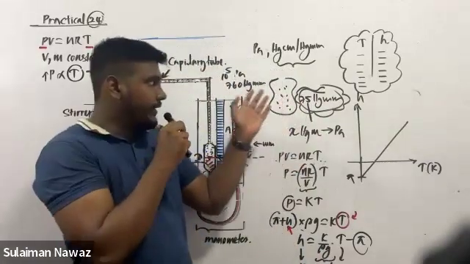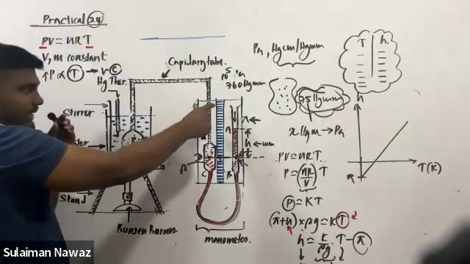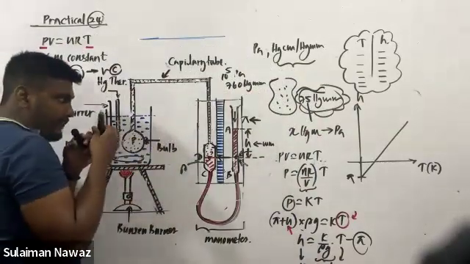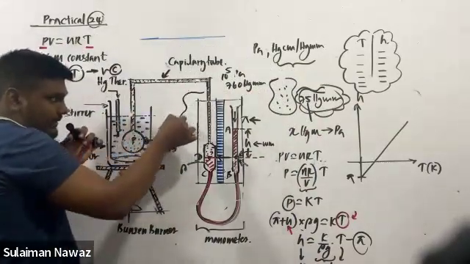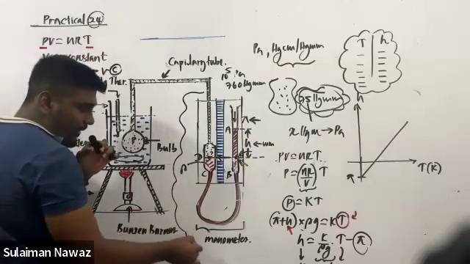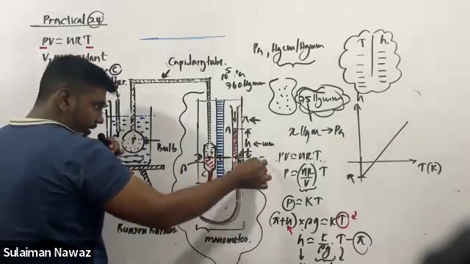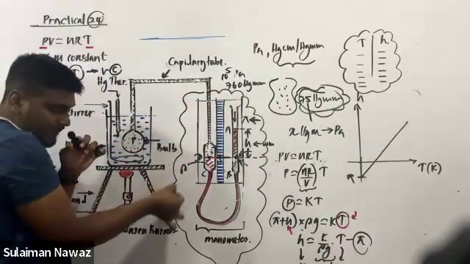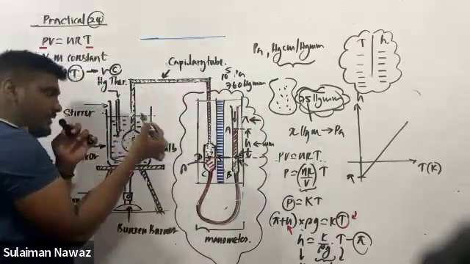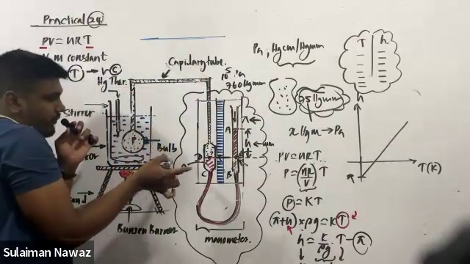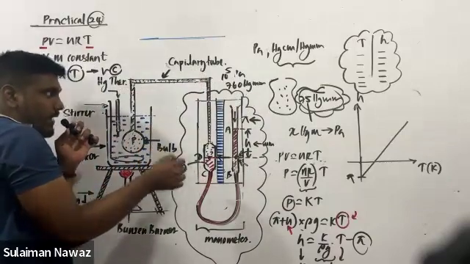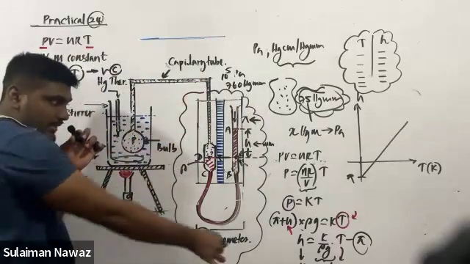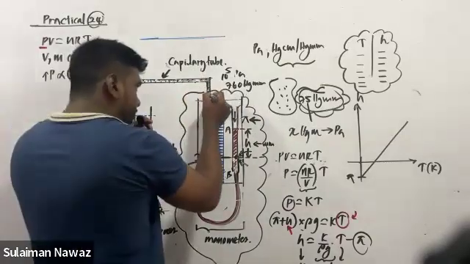Now in practical number 24, you should understand what this setup is. This setup is the manometer setup to measure the pressure. This entire setup is used to measure the pressure. But when you look at your practical book, rather than using this setup, they have connected a pressure regulator.